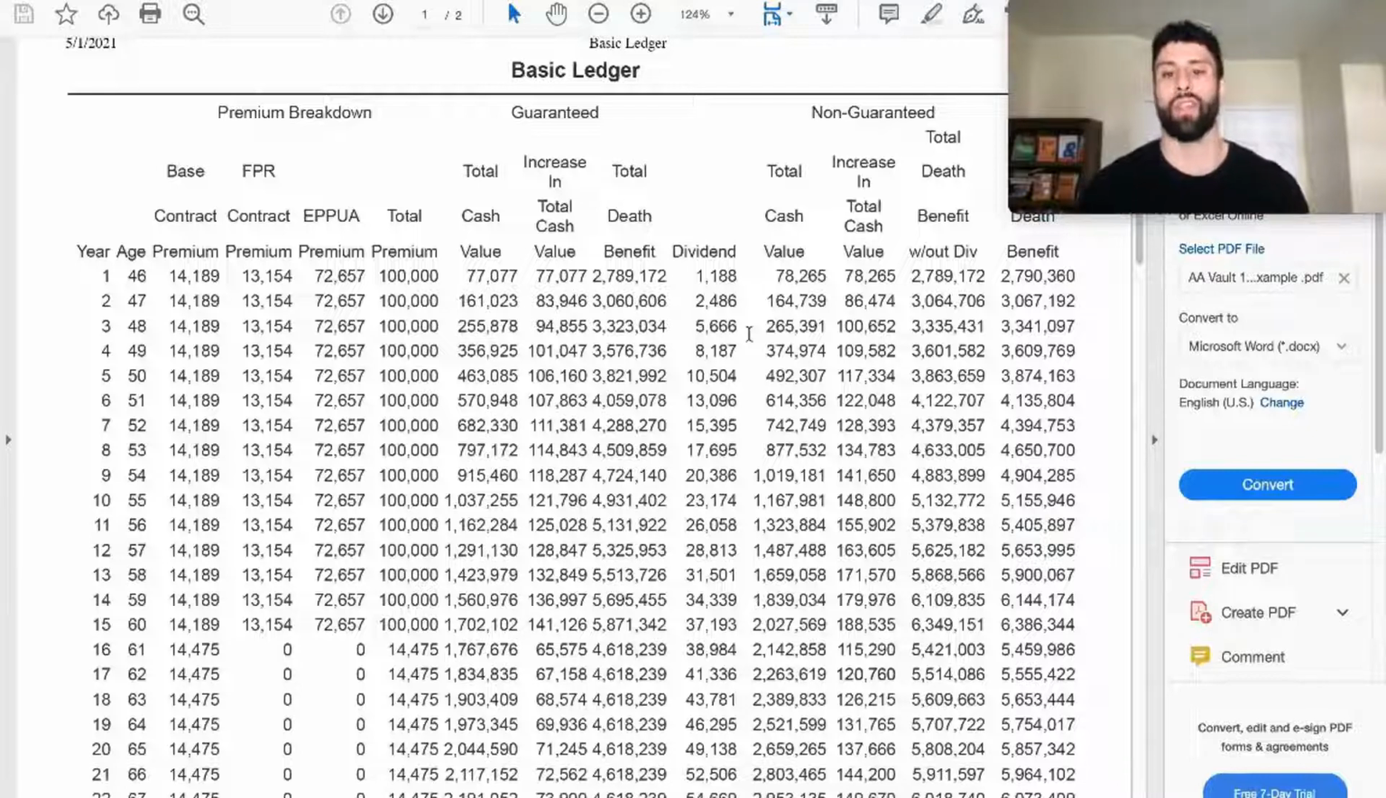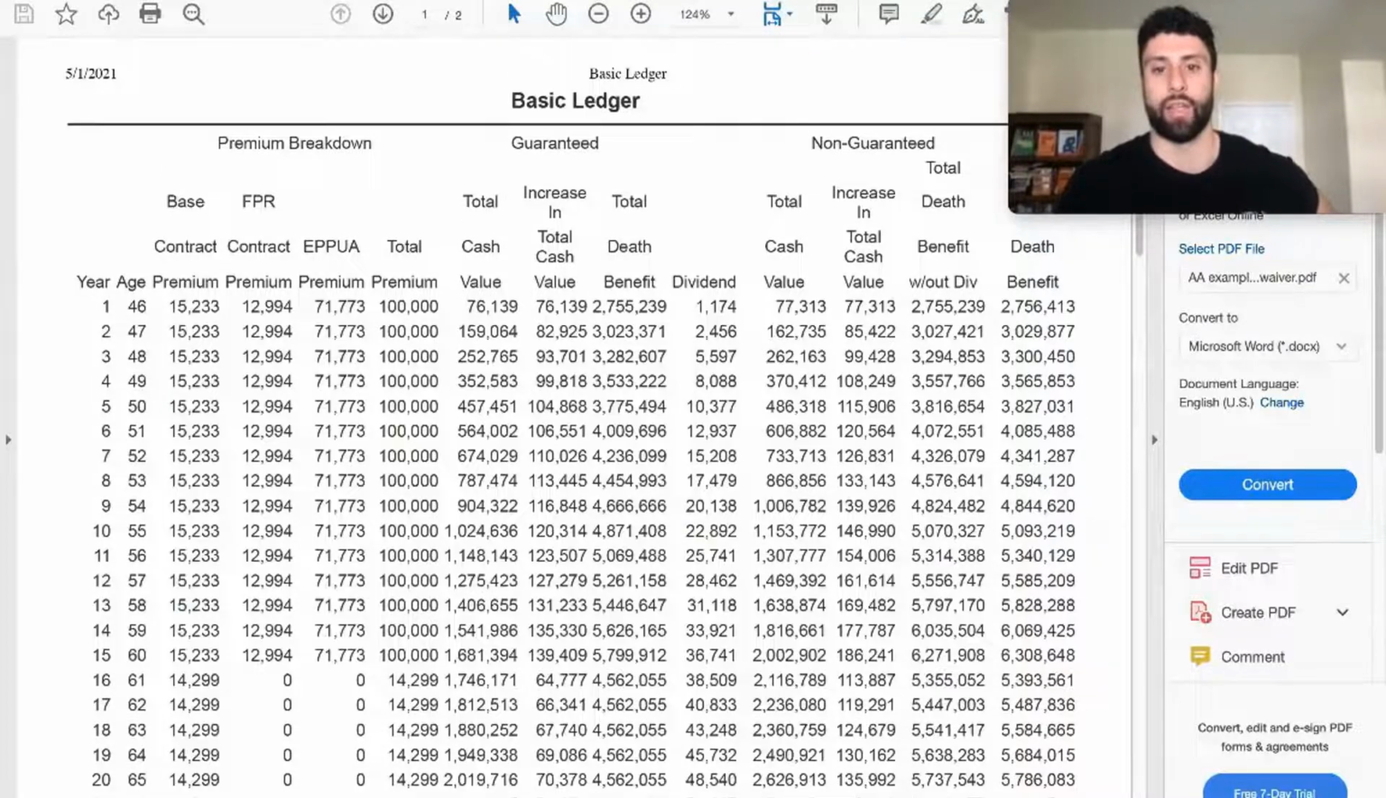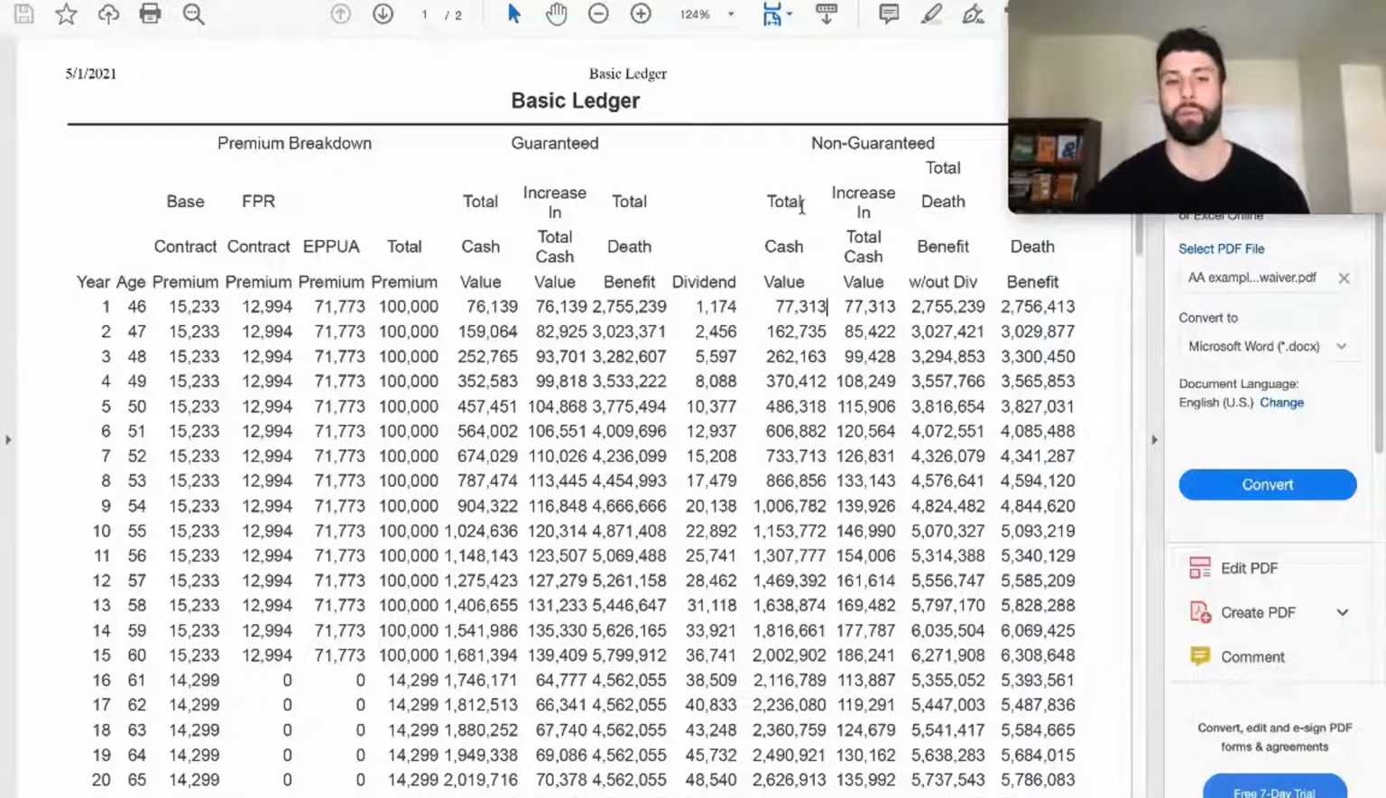So I'm just going to show you the difference in cash value if you were going to put that waiver on there. Without the waiver, this has $78,265 total cash value. If I come over to here and I put the waiver on, you'll see that I only have $77,313. So you're essentially paying about $900 that year for that waiver. But if you do get disabled and something happens, the life insurance company will continuously keep paying those premiums for you.